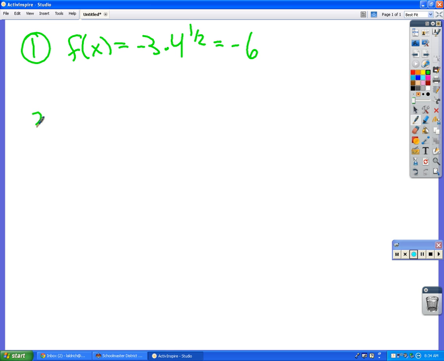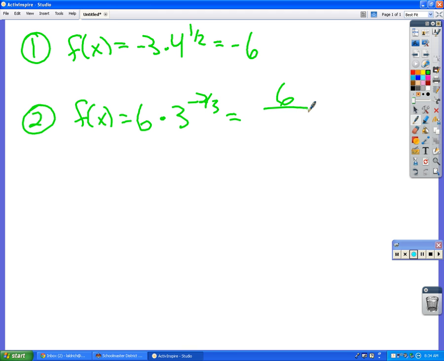Now you have to be careful with number 2 because technically it says find the exact value. So that means you are not supposed to be doing this on your calculator because your calculator will give you a decimal approximation. What does a negative exponent do for you? Put it on the bottom and make it positive. So this is going to be 6 over 3 to the 2/3, which you could also write as 6 over 3 squared is 9, and the 3 on the bottom is the root, so you could go cube root of 9.